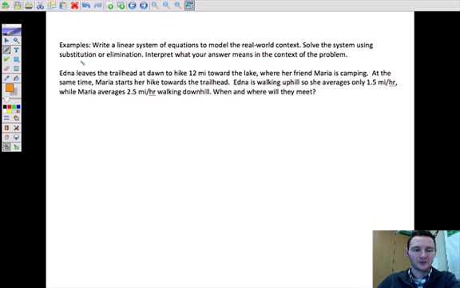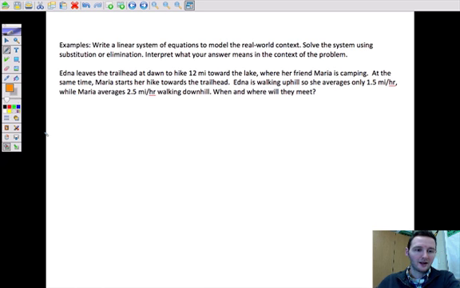So the example that we're doing now, and basically all of episode 5 here, Learning Target 5, is going to be a story problem that involves a system of equations, going through it and coming up with some equations first, solving it, and then determining what does that answer mean. What does your solution mean?